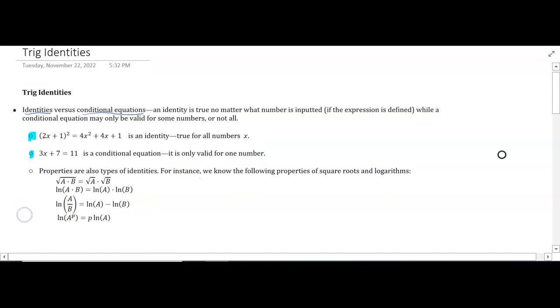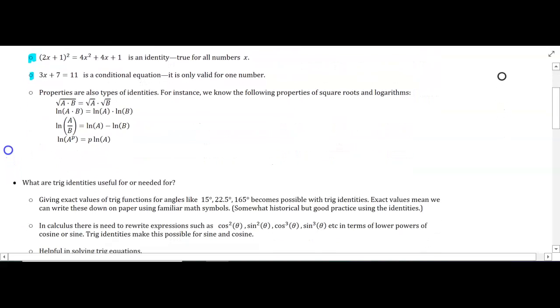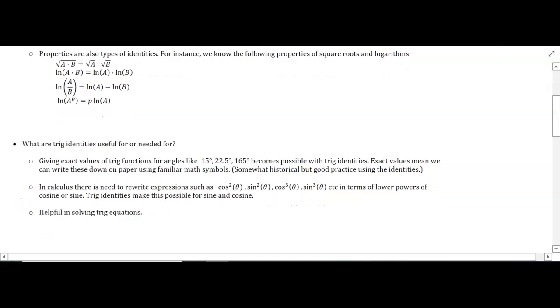Now we're going to look at some trig identities that we know and talk about some other ones that we can derive. But before we get to that, what are trig identities useful for? I've got three things listed here. The main thing we're going to be looking at is actually the last bullet. We're mainly going to be using the trig identities in this video to help us solve trig equations.